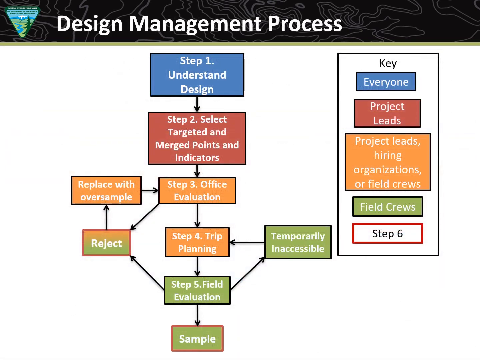Let's do a quick recap on the design management process. First, the National AIM team and project lead will provide each Aquatic AIM project with a sample design and a design management spreadsheet that contains all possible points that may be sampled within their area. The project lead then selects targeted and merged points and indicators. Next, all points for each stratum should be evaluated in the office, determining if the point meets the target population, is accessible, and is sampleable.